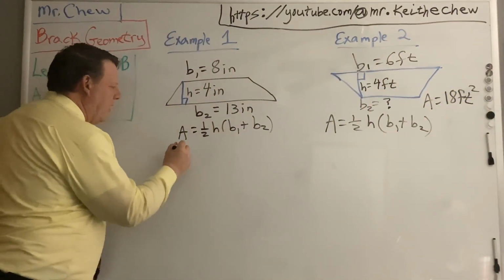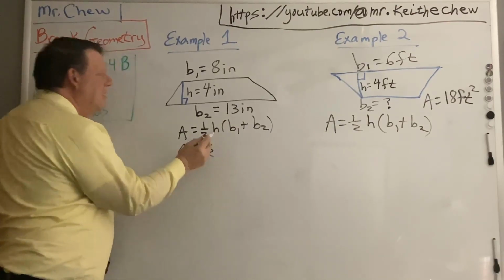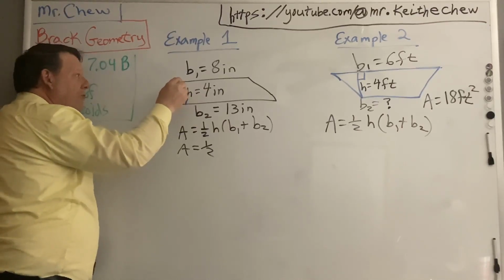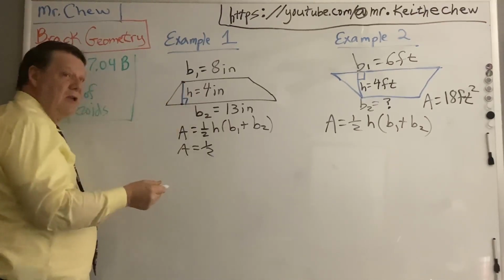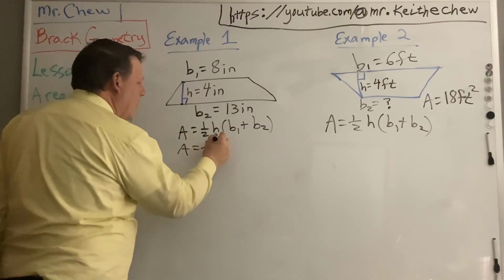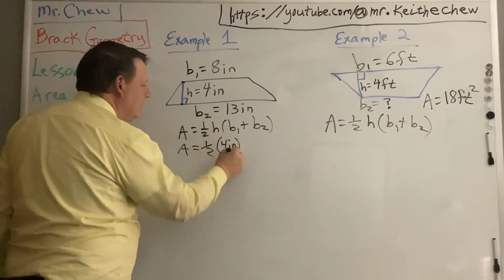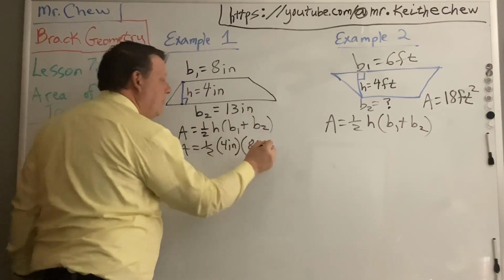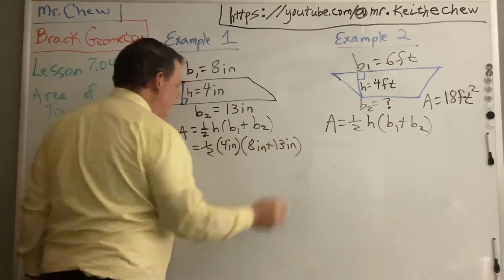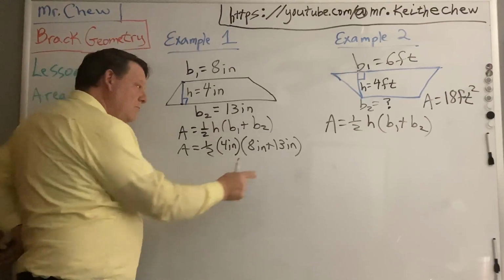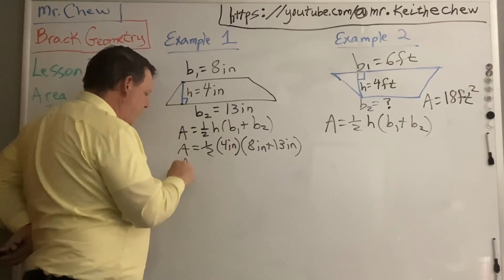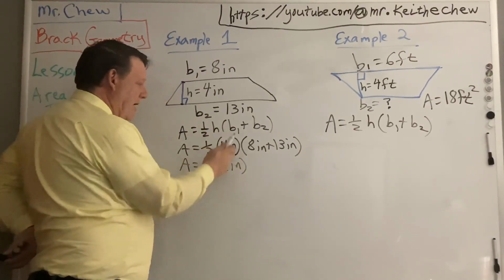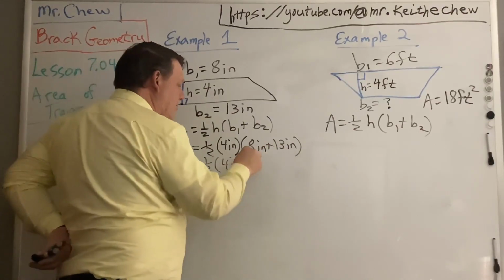So I've got my area equaling 1/2 times the height. And remember, the height is always going to be the perpendicular distance from one base to the other in a trapezoid. And that happens to be 4 inches here. Now I'm going to take base 1, 8 inches, and add it to base 2, 13 inches. All right, so now I have to take care of this addition in here first. So I just write down the 1/2, 4 inches. 8 inches plus 13 inches is 21 inches.